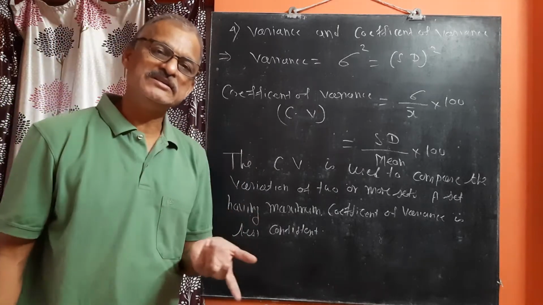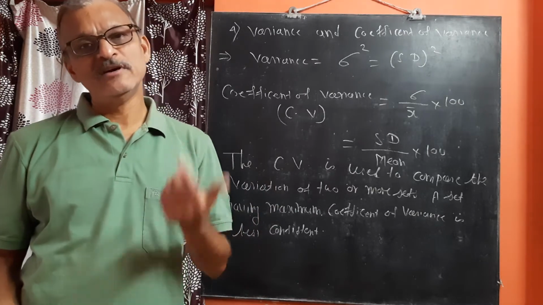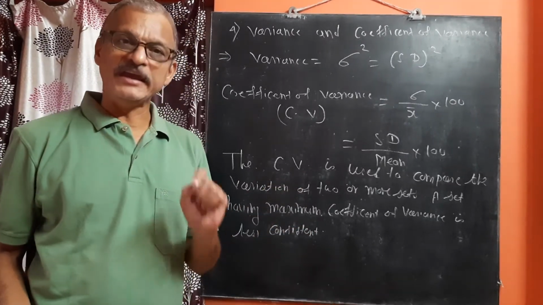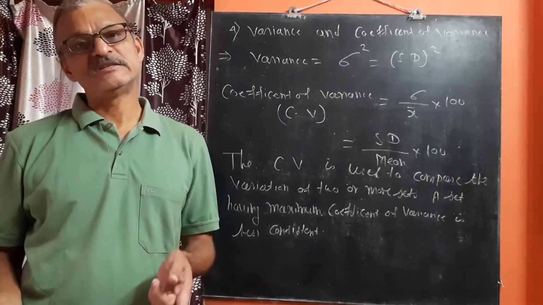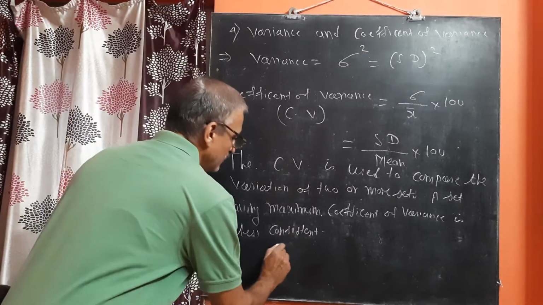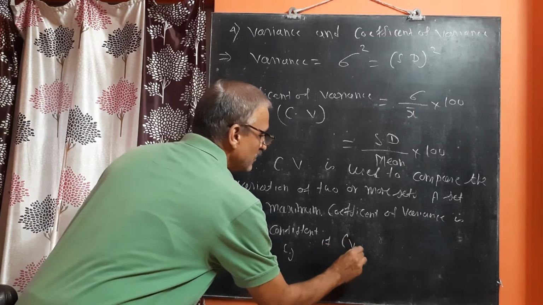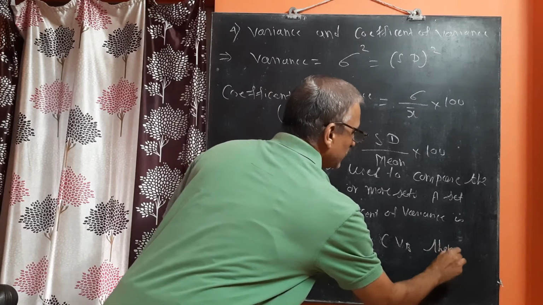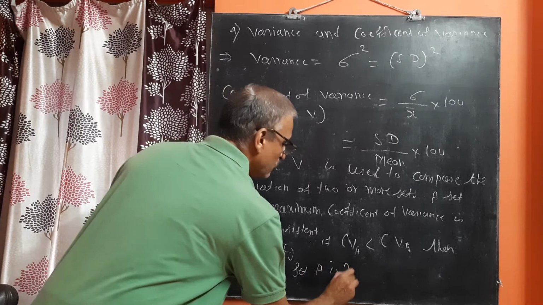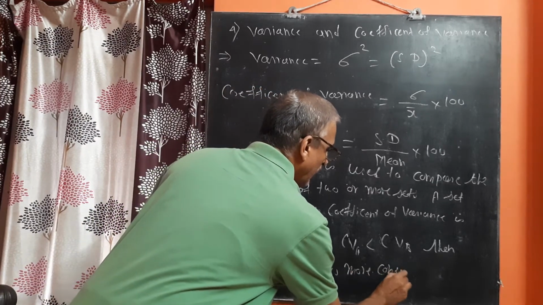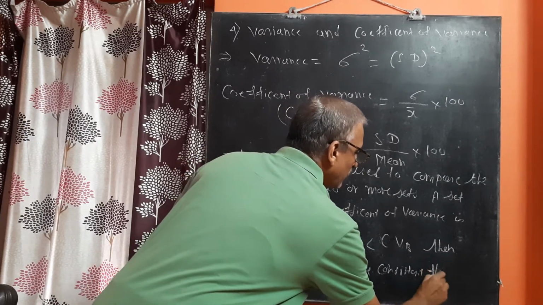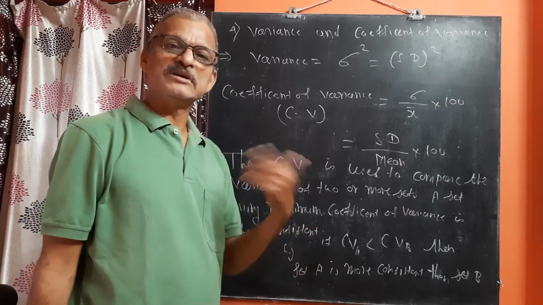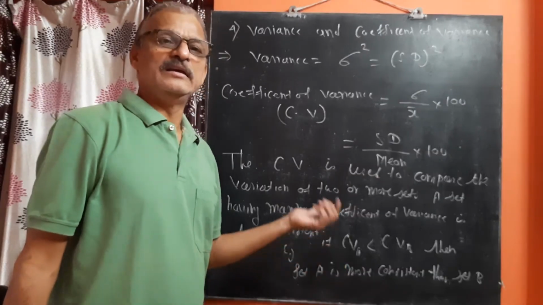That means if you are comparing the two sets, say A and B, if CV of A is greater than CV of B, then the set B will be more consistent than that of set A. Or if CV of A is less than CV of B, then set A will be more consistent than that of set B. For example, if CV of A is less than CV of B, then set A is more consistent than set B. So the set whose coefficient of variance is less, that will be more consistent, and the set whose coefficient of variance is more or greater, it will be less consistent.